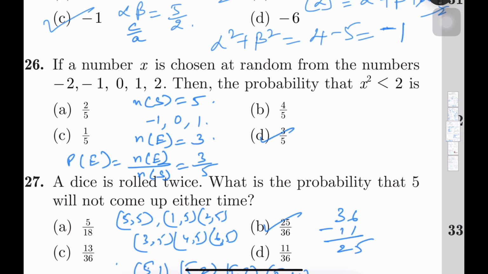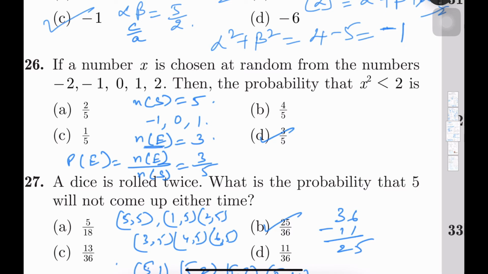So now what is our event over here? The favorable event is x square is less than 2. X square is less than 2 means, when you are squaring minus 1 whole square, you're getting it is less than 2. 0 square, you're getting less than 2. 1 square, you're getting less than 2. But if you do minus 2 whole square and 2 whole square, you're not getting less than 2. You'll be getting that it is greater than 2. So only 3 favorable events are there, that is n of e is equal to 3.